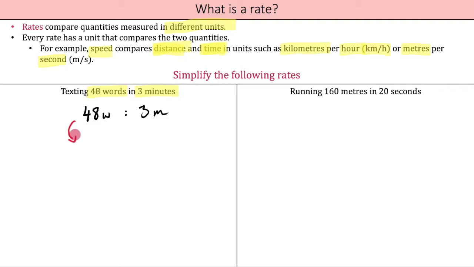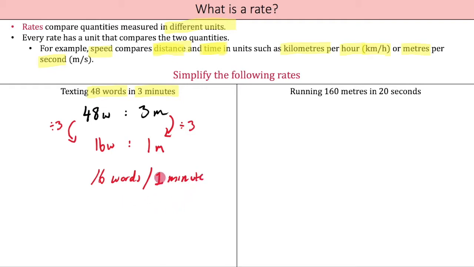So I'm going to divide this side by 3. And if I do that to that side, I must do it to this side. I'm going to divide this side by 3. 3 divided by 3 is 1, and that's 1 minute. 48 divided by 3 is 16 words. So that means what we're doing here is we're typing 16 words every 1 minute. So every 1 minute, I'm texting 16 words.